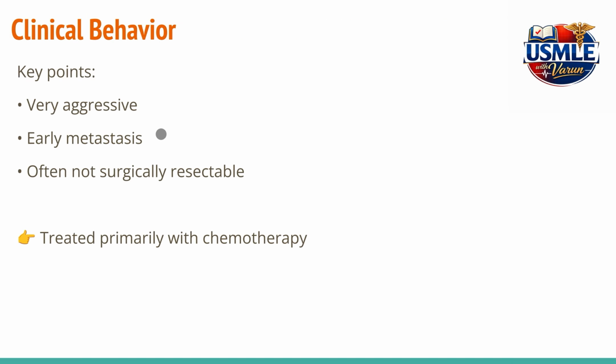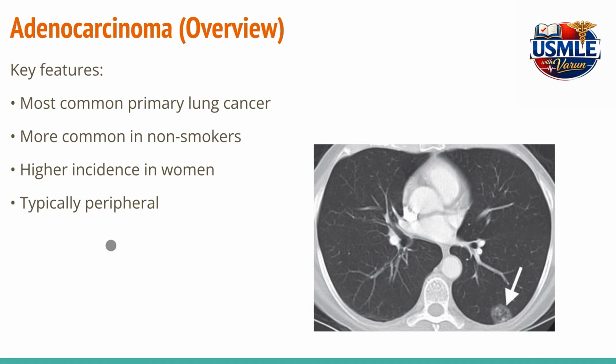Clinically, small cell lung carcinoma behaves very aggressively. By the time it is diagnosed, it has often already spread to distant organs. Because of this, surgery is usually not an option. So, if you see a central tumor with paraneoplastic syndromes, we need to think about small cell carcinoma immediately.